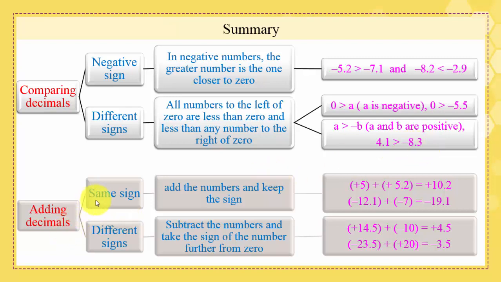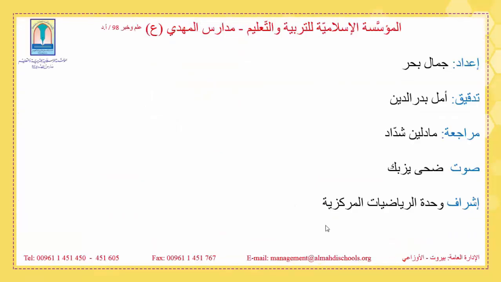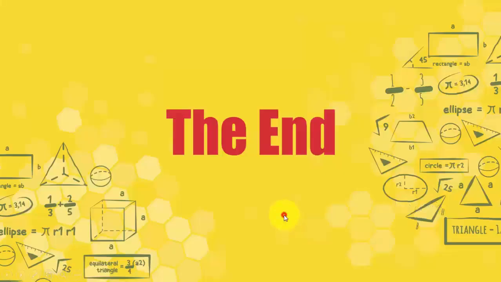Adding decimals of the same sign: add the numbers and keep the sign. Plus 5 plus 5.2 equals plus 10.2. Minus 12.1 minus 7 equals minus 19.1. Of different signs: subtract the numbers and take the sign of the number further from 0. 14.5 minus 10 equals plus 4.5. Minus 23.5 plus 20 equals minus 3.5.